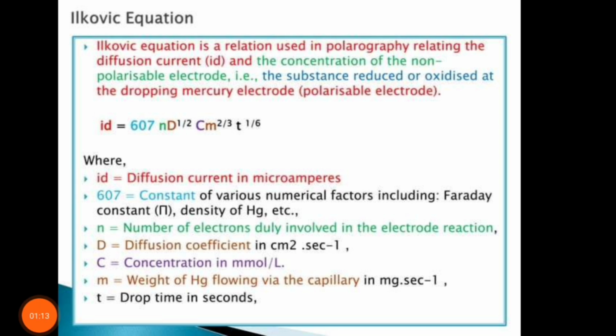C is the concentration in millimoles per liter, and m is the weight of Hg flowing through the capillary, in milligrams per second inverse, and t is the drop time in seconds.